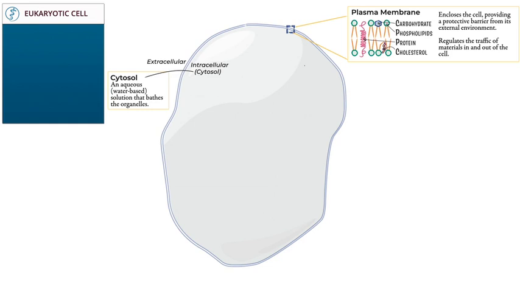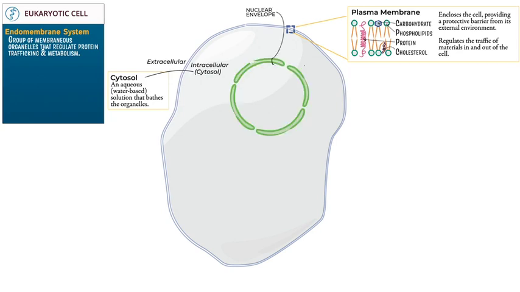Write that the eukaryotic cell contains an endomembrane system, which is a select group of membranous organelles that regulate protein trafficking and metabolism. We'll learn its components now and then list them for our review. First, draw the nuclear envelope as a discontinuous double membrane. Label the gaps in the envelope as nuclear pores. Indicate that the nucleus lies within the nuclear envelope.